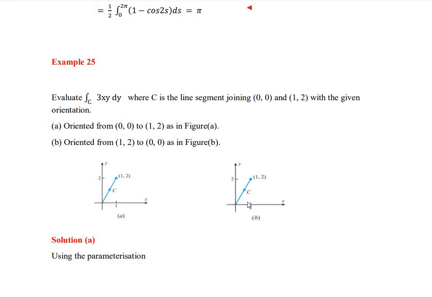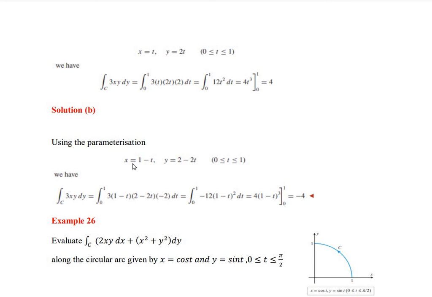Similarly, in the second case, using parameterization, we want to find out the equation of this line segment from (1,2) to (0,0). Therefore we get x is equal to 1 minus t and y is equal to 2 minus 2t, and t varies from 0 to 1. So the integral over C of 3xy dy, we can apply x is equal to 1 minus t and y is equal to 2 minus 2t, and t varies from 0 to 1. You will get minus 4.